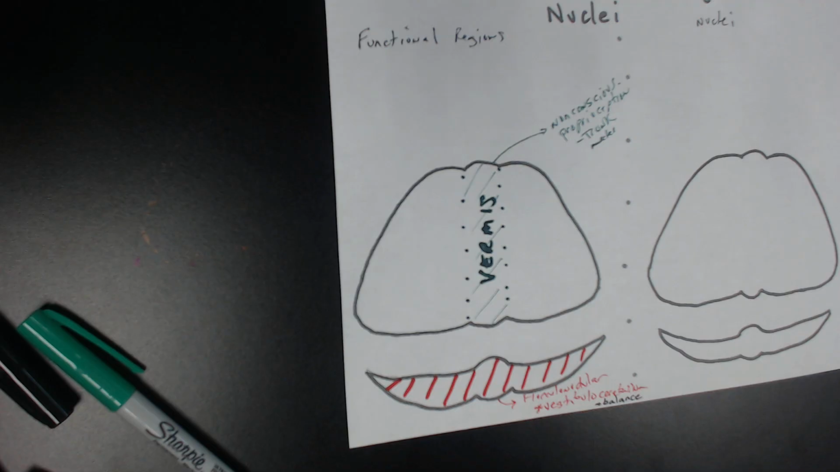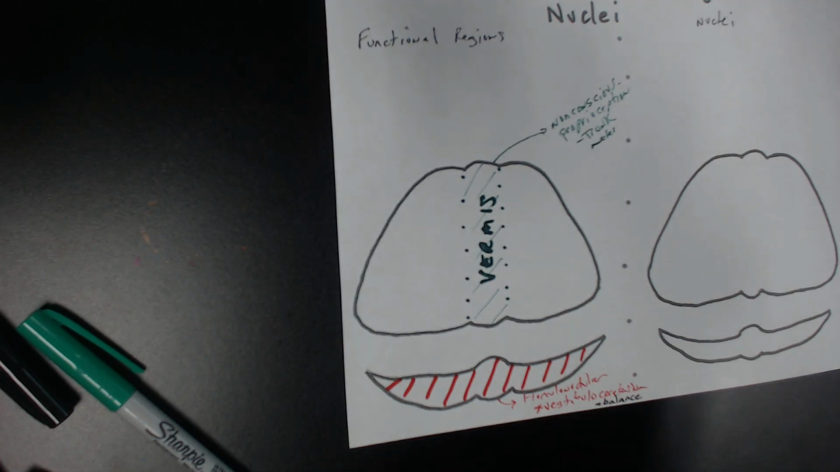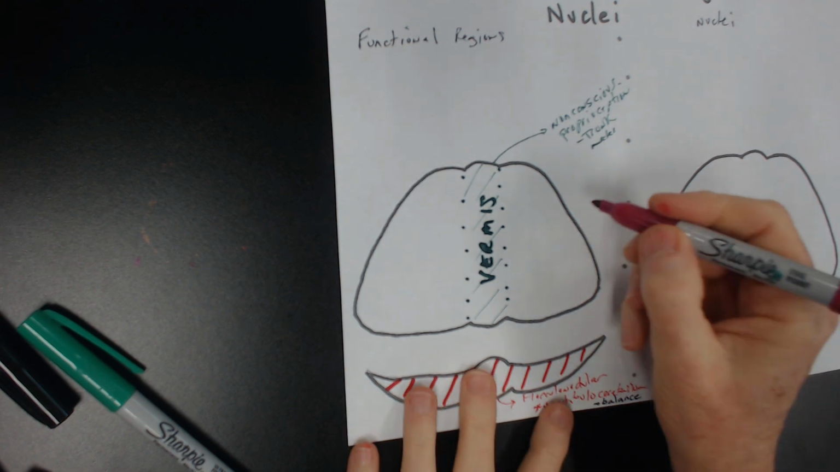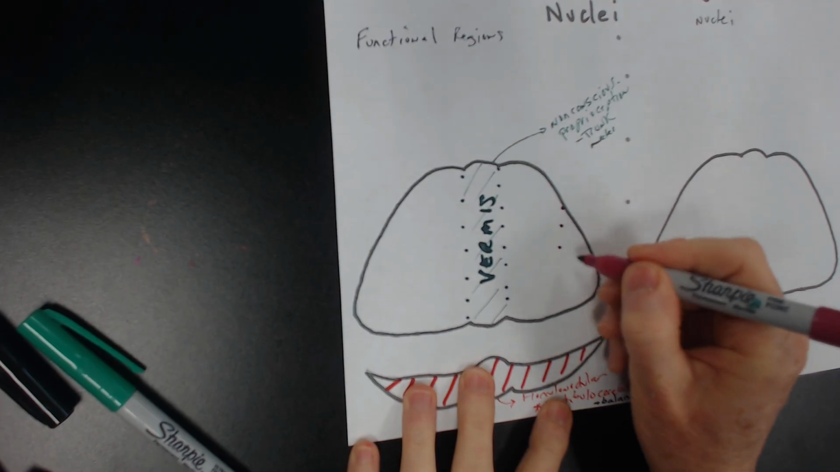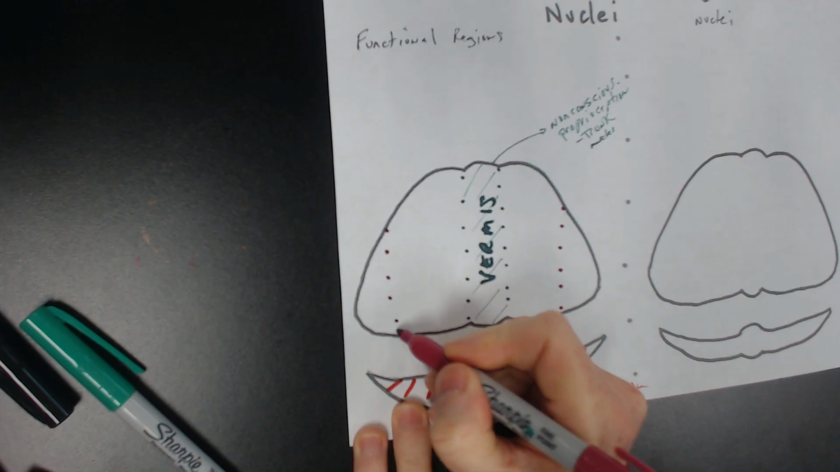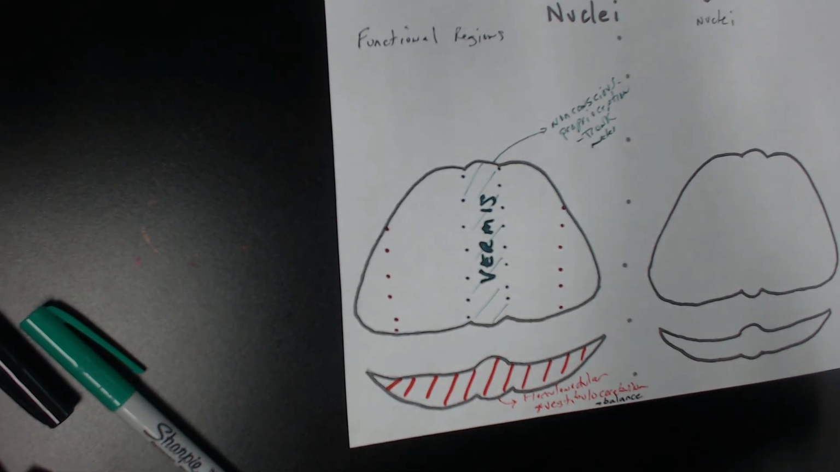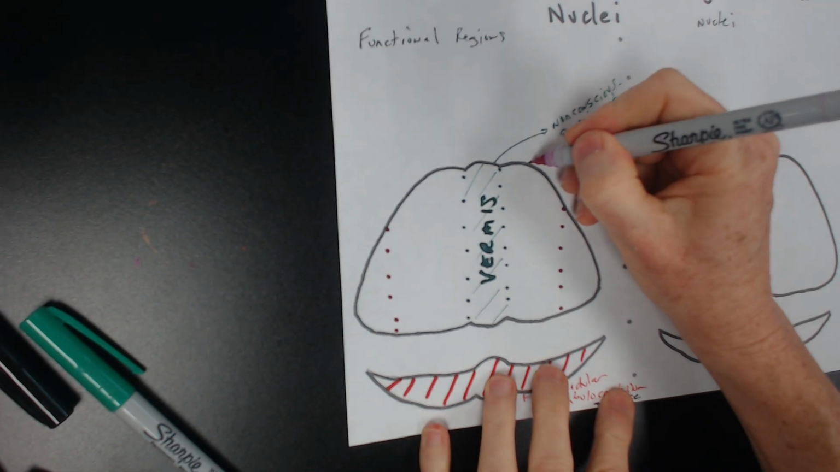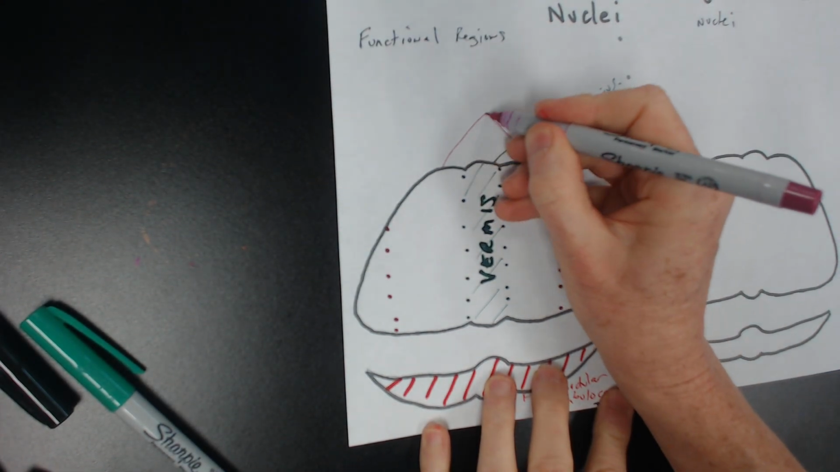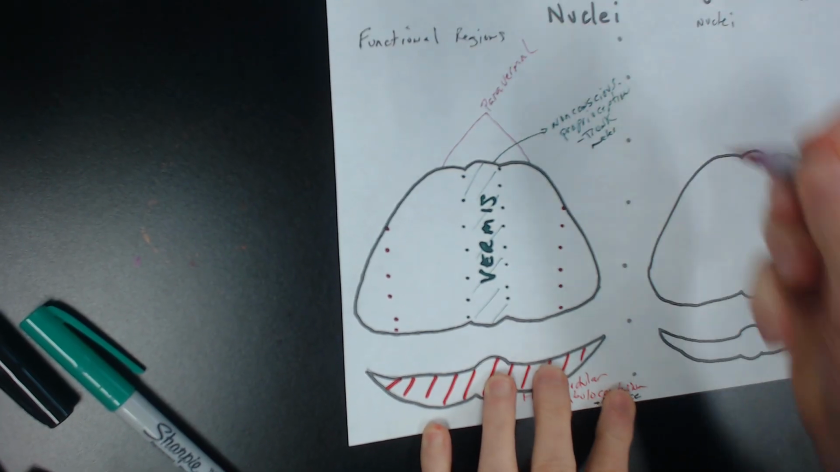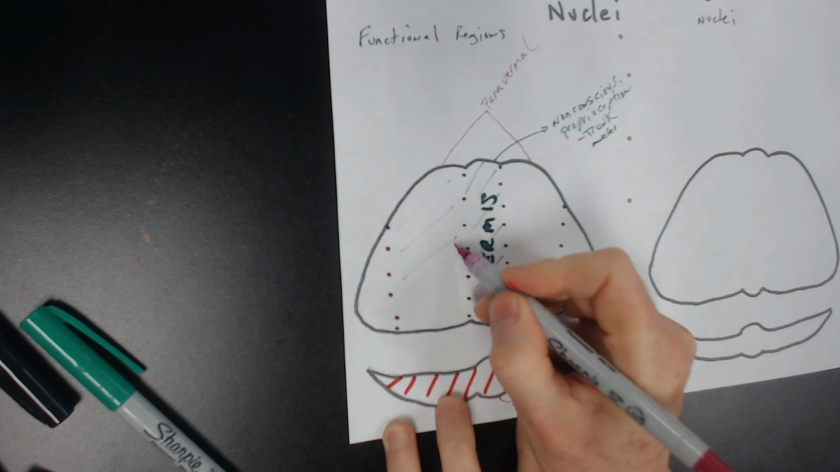Just outside the vermis, or the vermal region, you're going to have the next area. It's not quite fully lateral yet, and this next area is known as the paravermal region. So these two regions right here are paravermal. These are your paravermal regions.